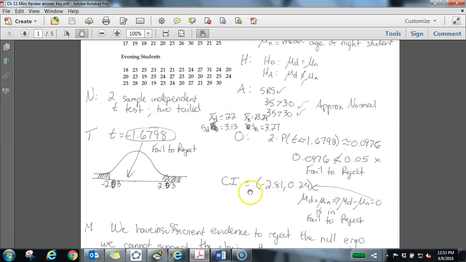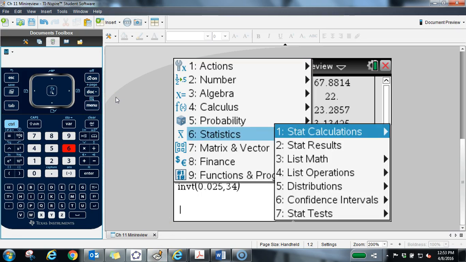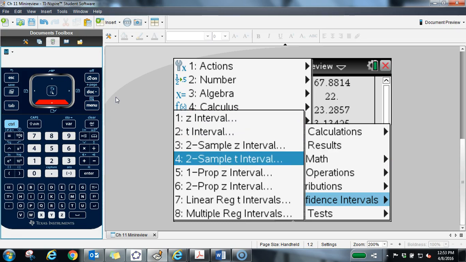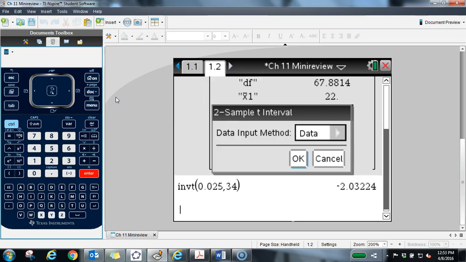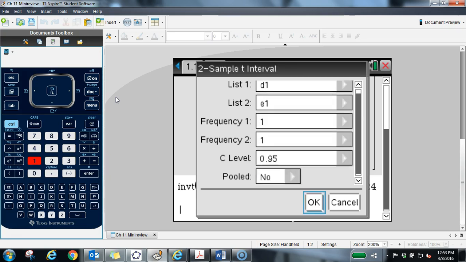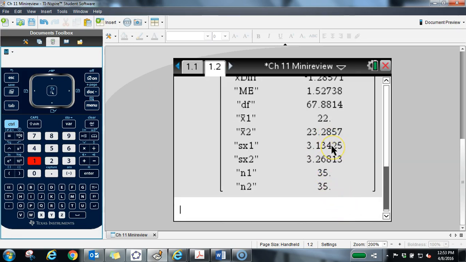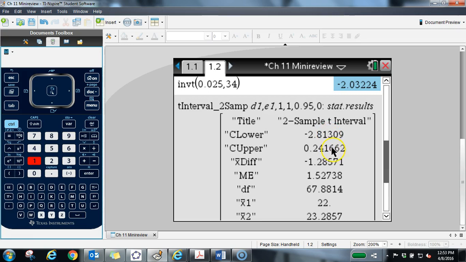If we're doing a confidence interval, and again, we don't have to do all the methods, but you can choose your method. We go to Statistics, Confidence Intervals, and it's a two-sample t-interval. Use data. Again, we use D1 and E1 to label what we're dealing with. Our alpha is 0.05, so our confidence level is 0.95. It's the complement. Again, it found our X bar and our S for us if we needed it, and it gives us our lower and upper bound of our confidence interval.